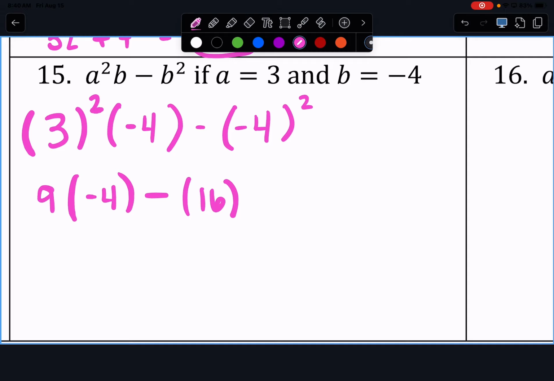Okay. So what is 9 times -4? -36. So -36 minus 16 will give us what number? 20. Oh, wait, negative 20. Is it going to be though, because we're taking -36 and then we're taking it further -16? 52. -52.